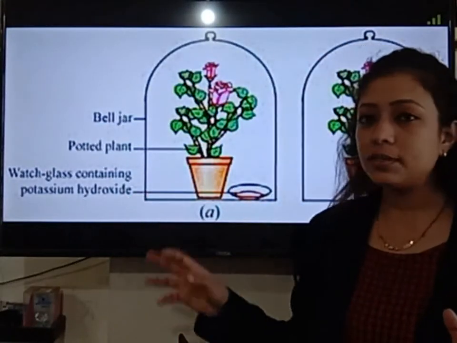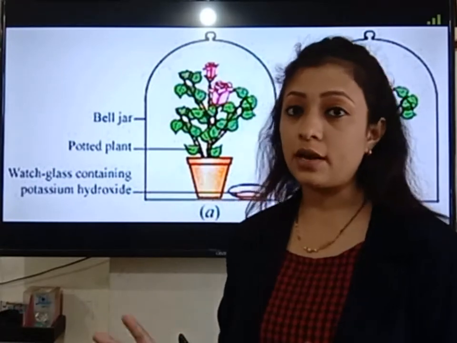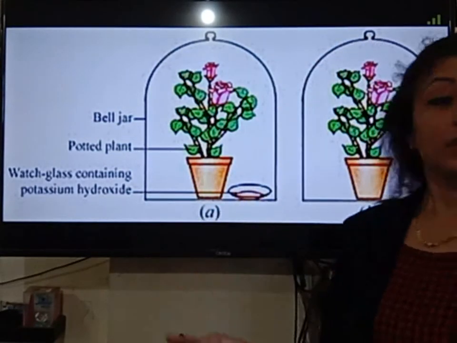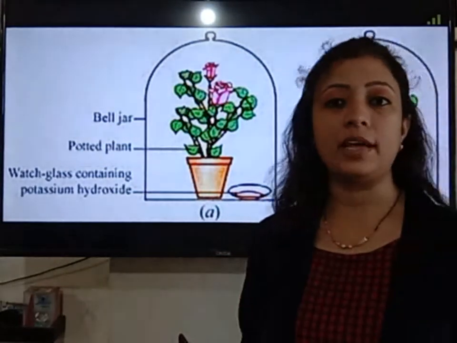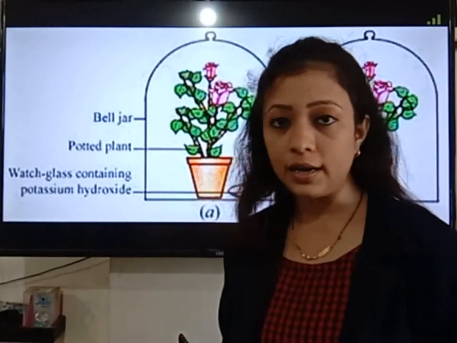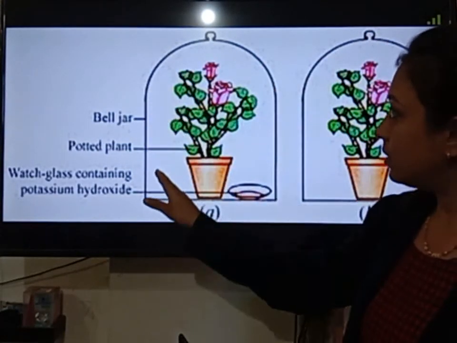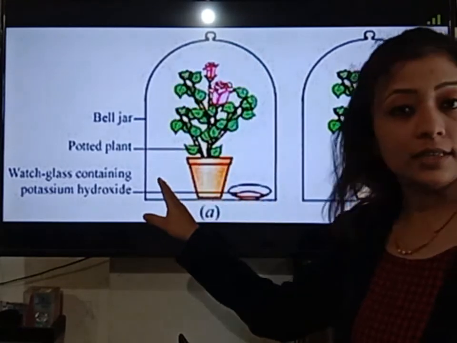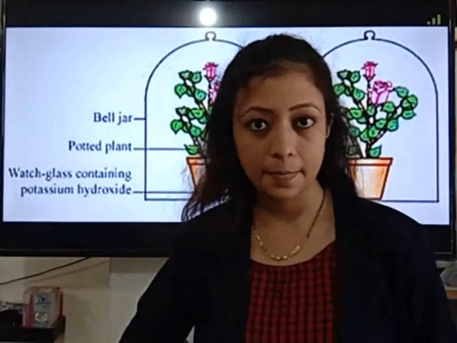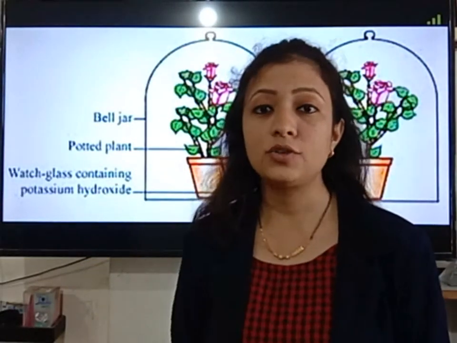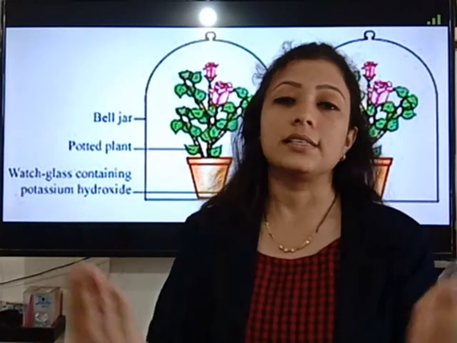Potassium hydroxide solution means what, children? It is one of the strong bases. We know that it is KOH solution we are going to put in this dish. Now children, what will happen? As we have kept the dish containing potassium hydroxide in one of the jars, whatever carbon dioxide, CO2, is present in this jar gets absorbed into the potassium hydroxide, because this potassium hydroxide solution absorbs the carbon dioxide present in the surrounding.